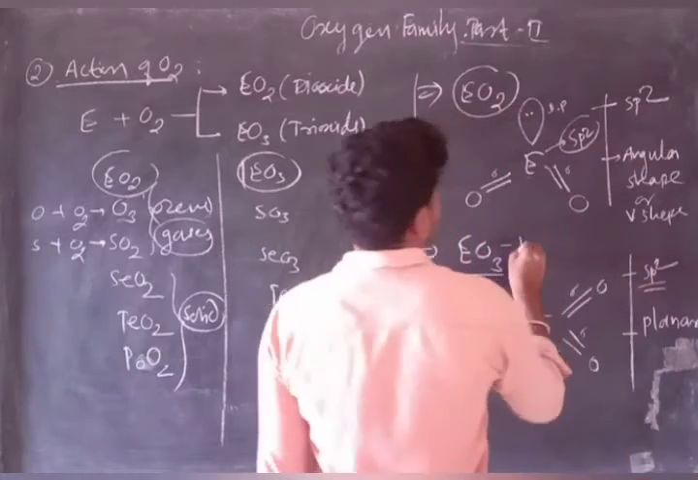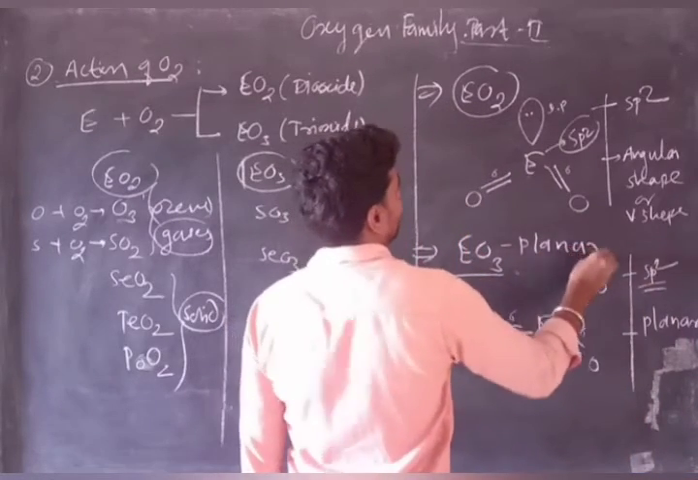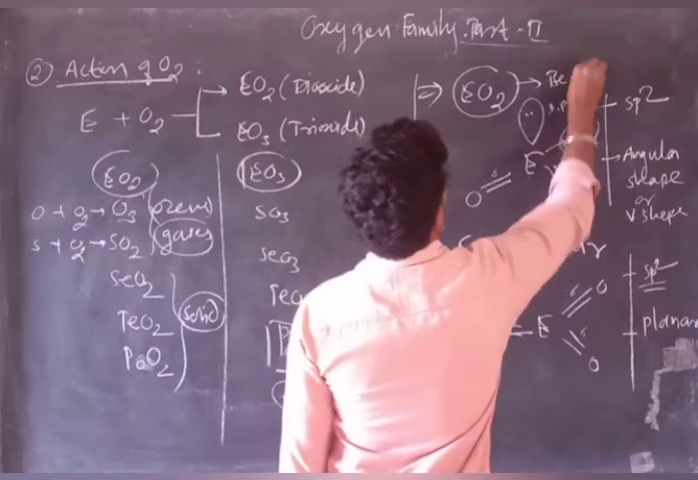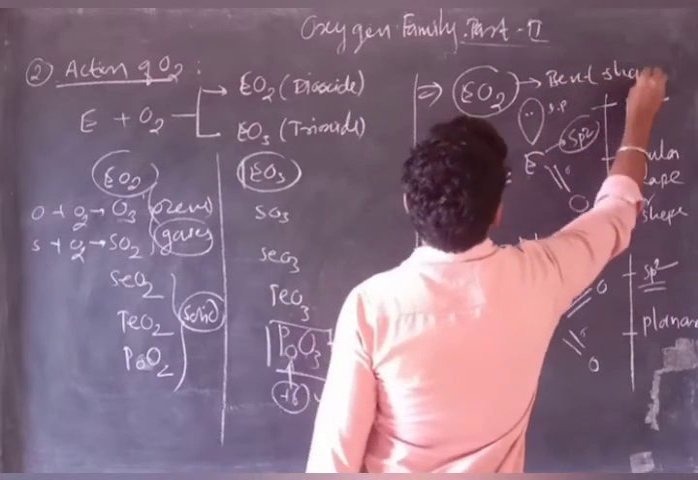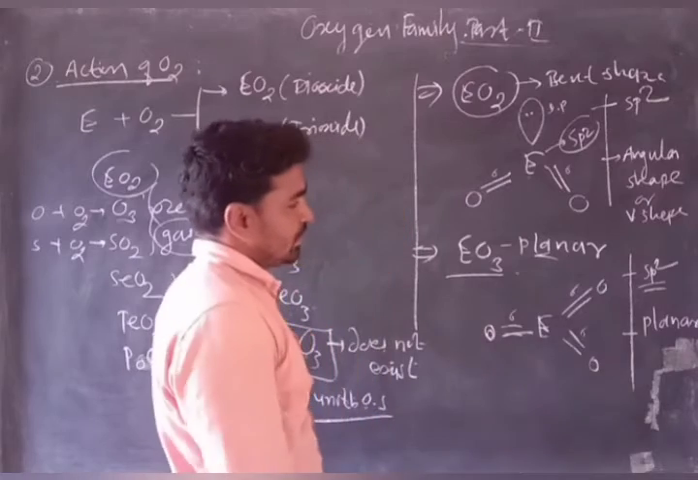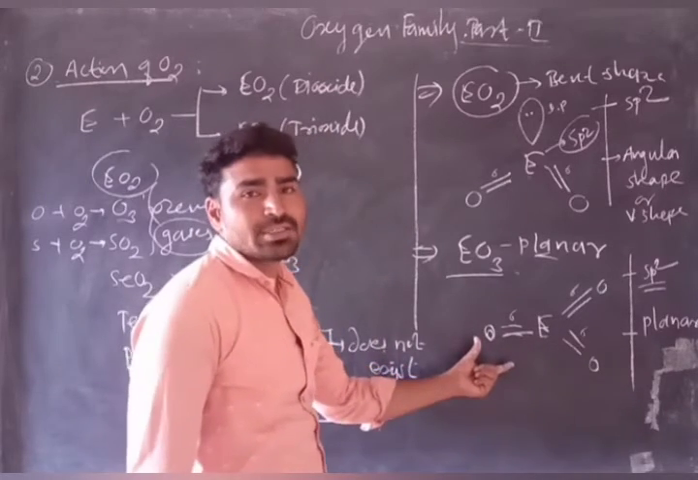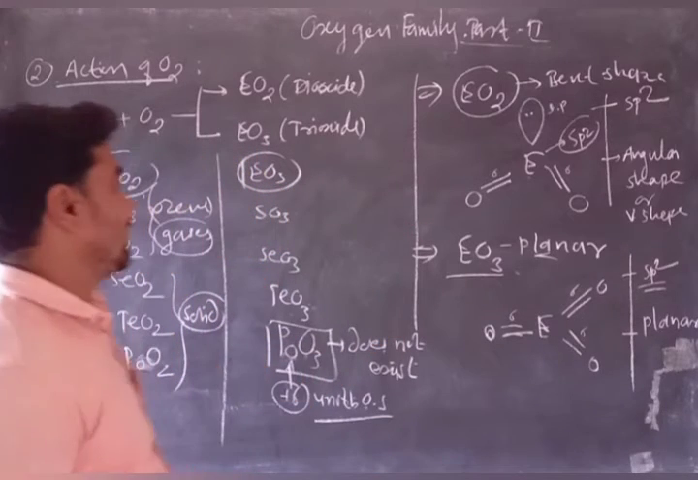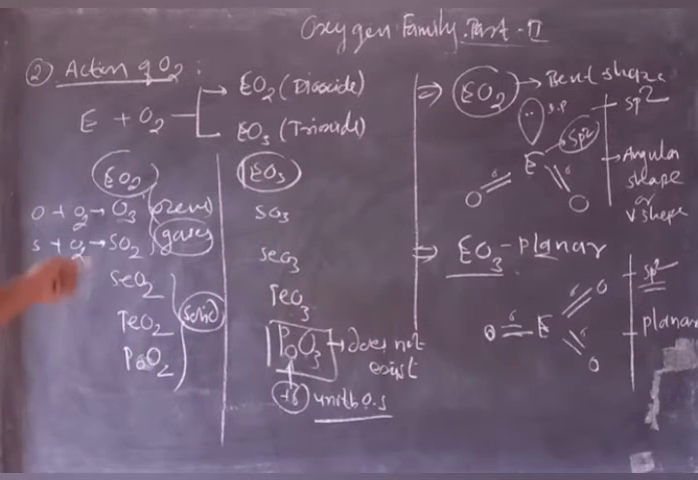So the trioxides are planar, and the dioxides, as we said, have a bent shape. This is nothing but a planar structure. We'll see the characteristics of these oxides, but I hope you will please remember their different physical states.